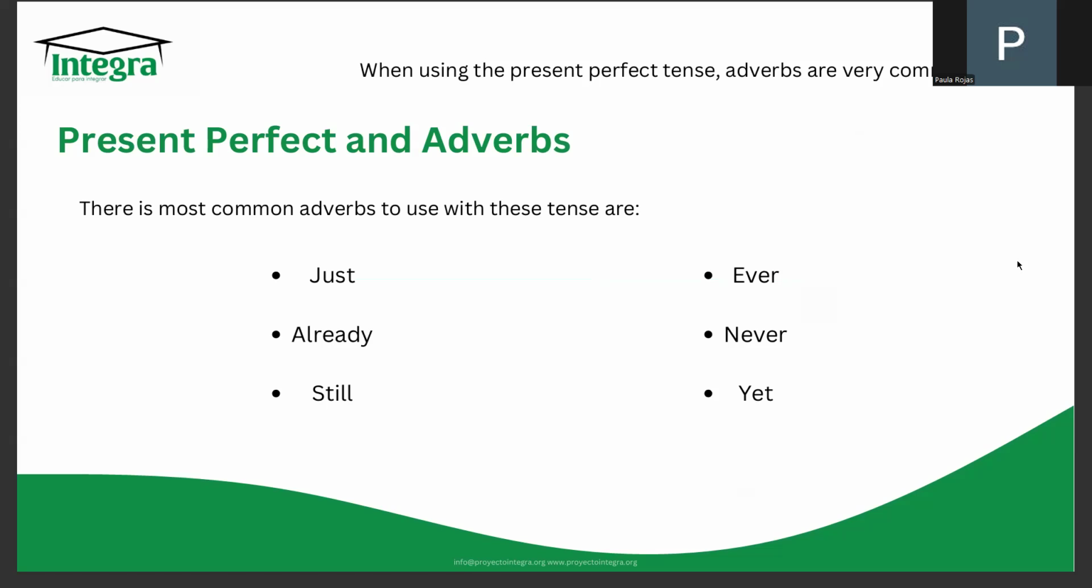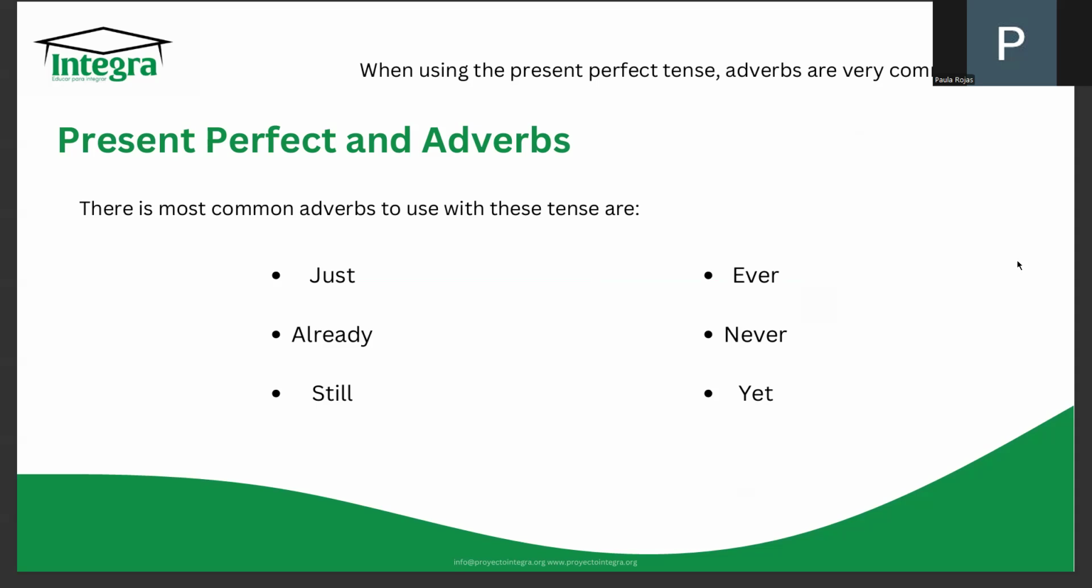And, okay, now that we saw the type of situations that are more common with this tense, we're going to see something extra. So, es muy común que utilicemos este tiempo verbal con algo que llamamos adverbios, ¿verdad? Entonces, en esta parte vamos a ver más o menos cómo se utiliza, cómo se agrega, cuál es la forma correcta. The most common adverbs that we use, there's many adverbs, right?